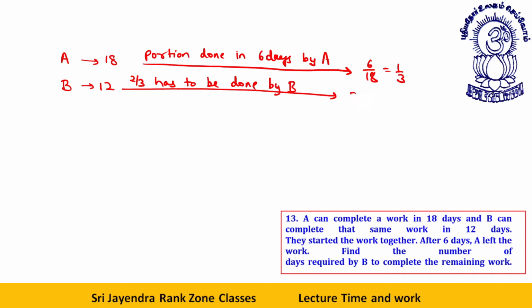So how much time will he take? He will take 2/3 of 12. 2/3 of 12 will be how much? 8. So out of these 8 days, he has already worked with A for 6 days. So 2 more days. This is your answer. Okay, dear students.